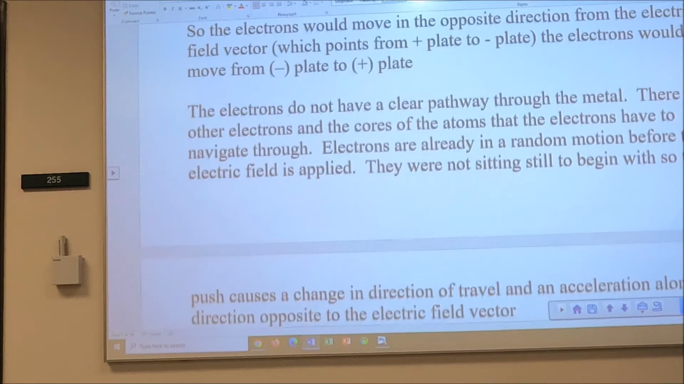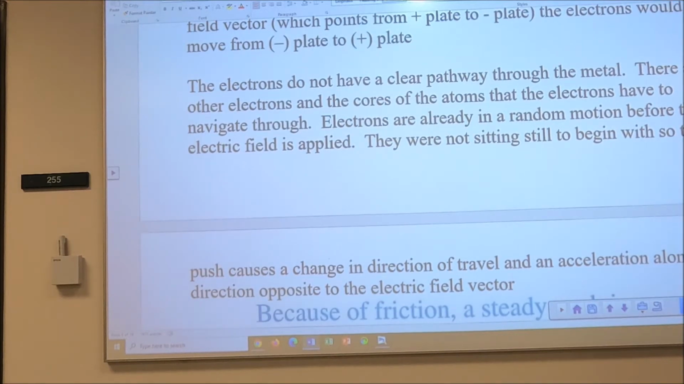Okay? Now, the electrons don't have a real clear pathway. There are nuclei of atoms in there that they're dodging around. There are other electrons they're dodging around. And before anything happened, the electrons were already in motion. It was a random motion. But now with that electric field, they're getting a force in one direction. They kind of get pushed along.